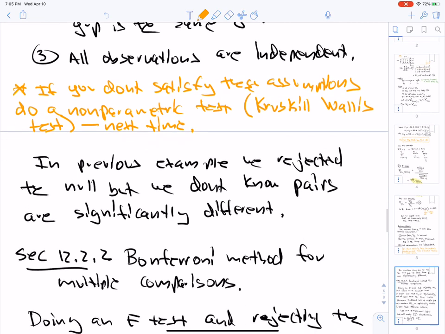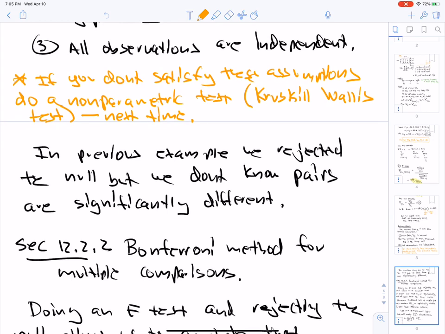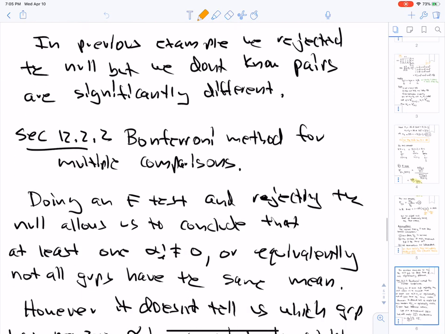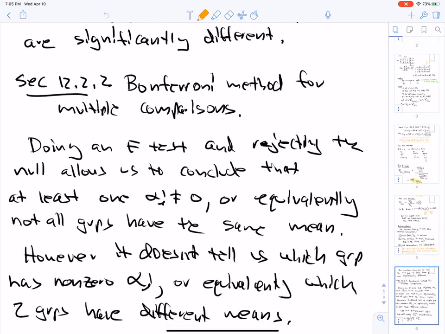So in the previous example, we rejected the null, but we don't know which differential effect is not the true mean. In other words, we don't know which pairs are significantly different. And so for this, we do a Bonferroni method. The idea here is that we're going to do multiple comparisons.